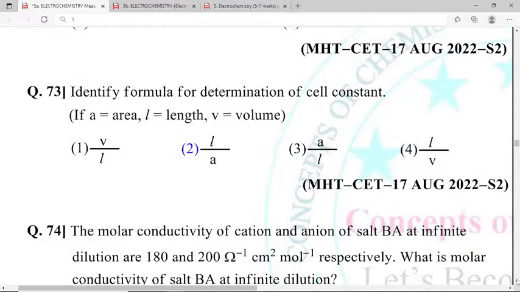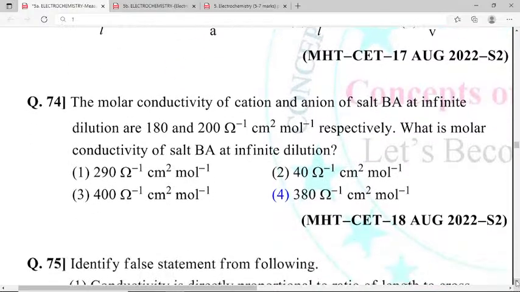Identify the formula for determination of cell constant. Cell constant is length divided by area. Direct, length divided by area, l by A.